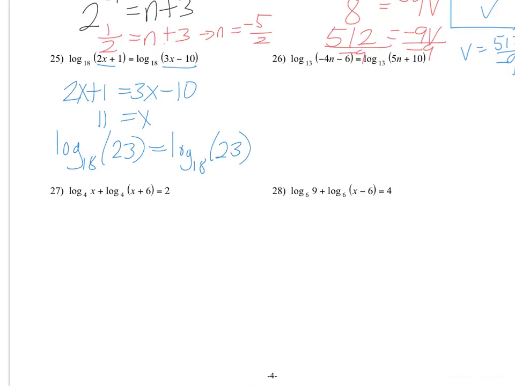Similarly, for 26, we've got the same base. So we're looking at negative 4n minus 6 is equal to 5n plus 10. I'm going to bring everything over to the right side for variables. So that's 9n, and the left side for numbers, negative 16. So that means that n is equal to negative 16 over 9.